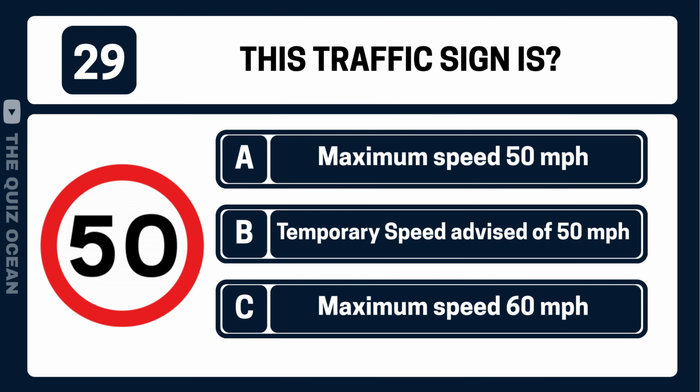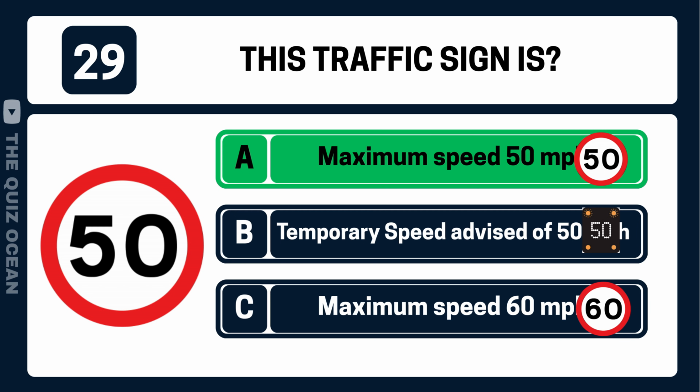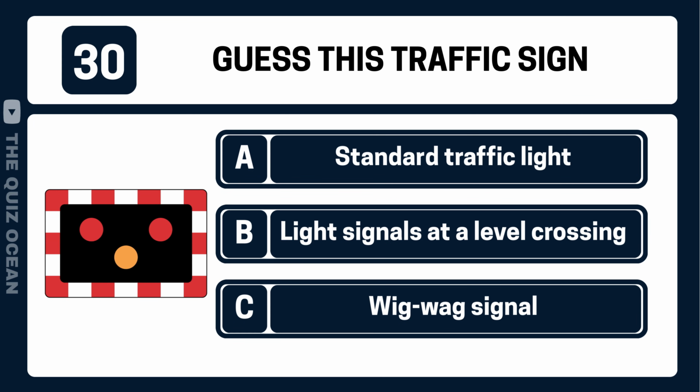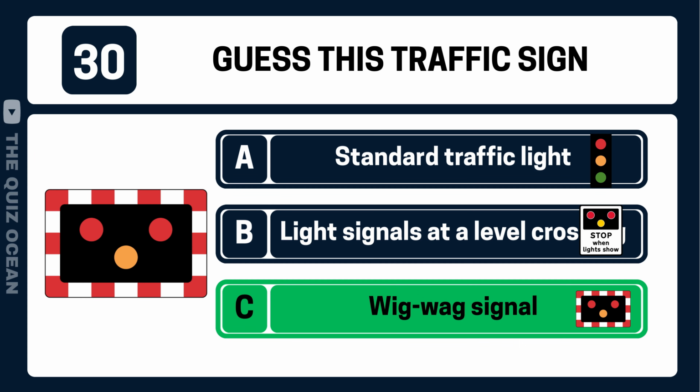This traffic sign is... Good observation. This sign indicates a maximum speed limit of 50 miles per hour. Guess this traffic sign. Excellent. This sign warns of wig-wag signals at crossings.